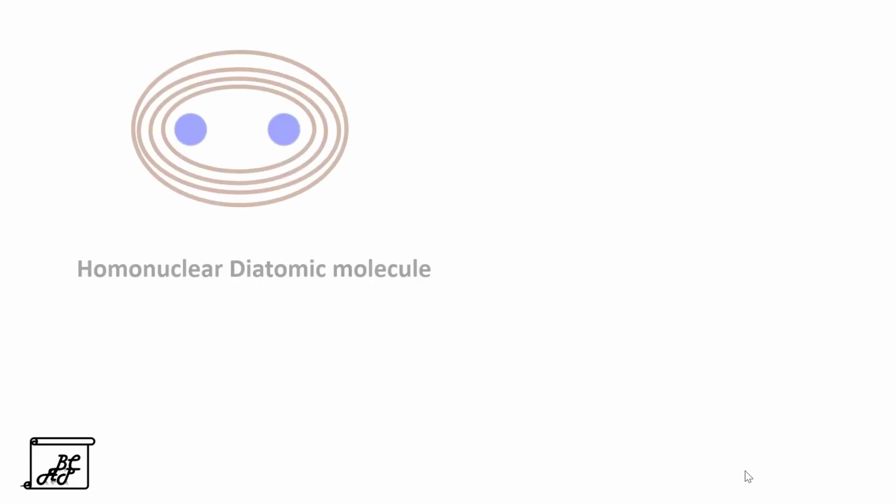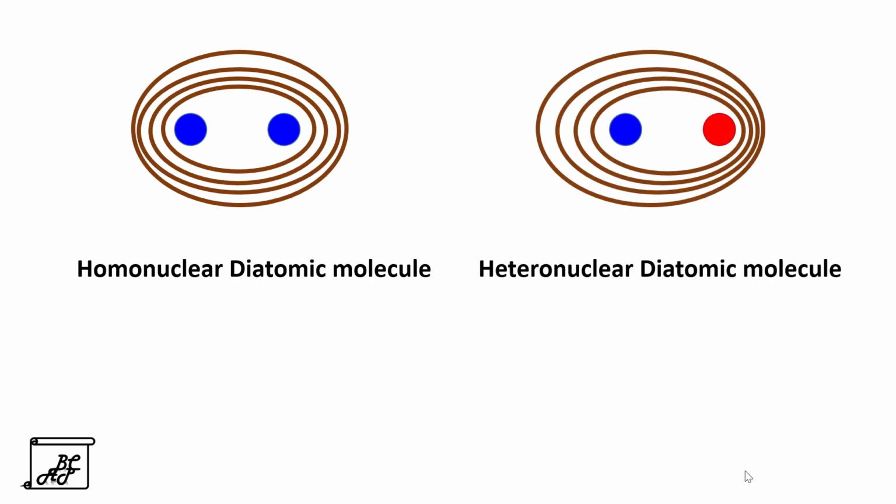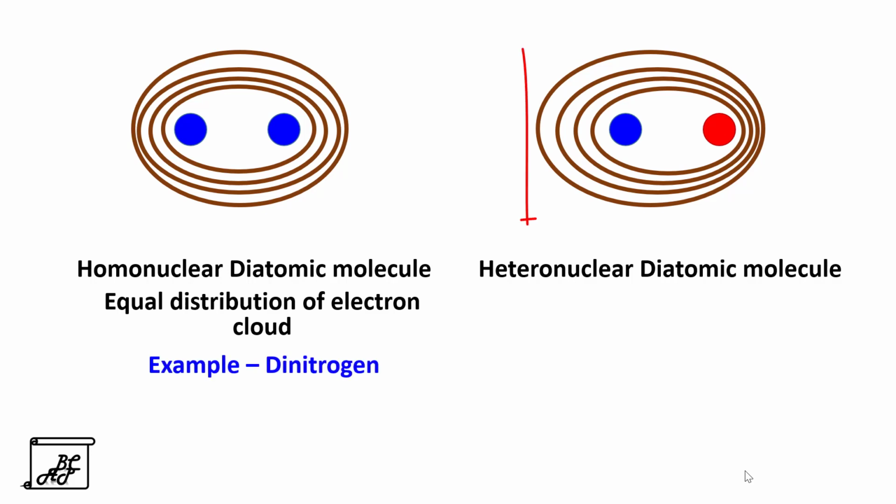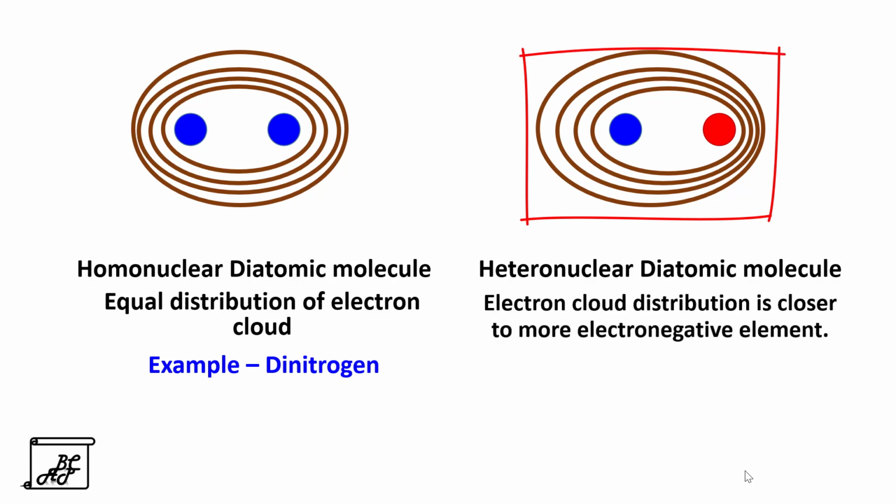Let's have a look at the electron cloud of homonuclear and heteronuclear diatomic molecule. As we can see, in case of homonuclear diatomic molecule, there is equal distribution of the electron cloud. This is because the two atoms are of same element and they have same electronegativity. So there is equal sharing of the electrons about the two nucleus. For example, dinitrogen.